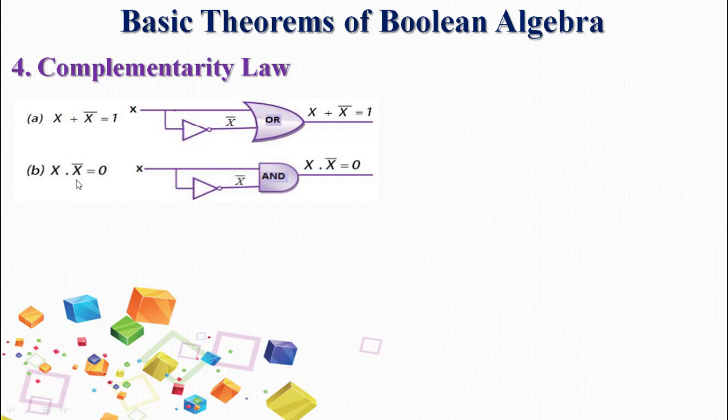Next, the circuit diagram for the complementarity law 2 is the same as the previous one, but because we are using the dot operator over here, the gate that will be used is the AND gate. So the AND gate will be used. The x bar input will be given to the AND gate. The expression is x into x bar is equal to 0.